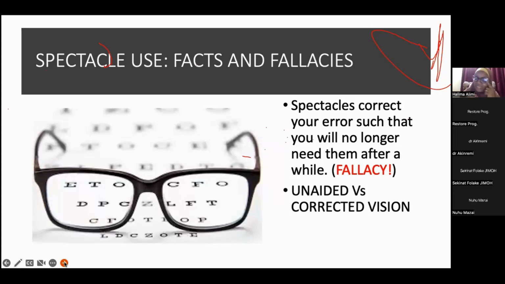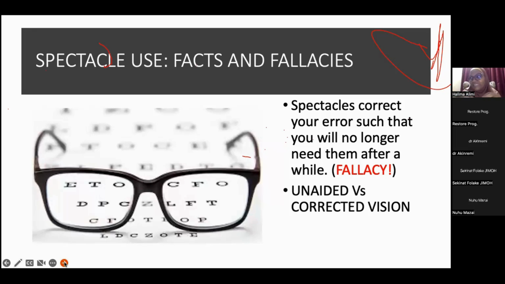And so understand that your corrected vision is what you can see with your glasses. Your unaided or uncorrected vision is what you can see without your glasses. And so I hope that this has now cleared the air regarding the issue of correction or no correction. It simply means what you can see with your glasses.